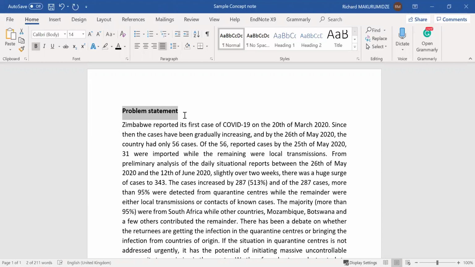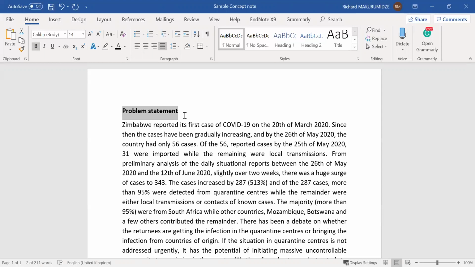So using that example, I try to create a problem statement. The aim is to carry out a research to see if these returnees are getting infected in quarantine centers. That's the problem we have. We have an increased number of cases which are happening in quarantine centers. So the research is to see what are the things in quarantine centers which might put returnees at risk of getting COVID in those centers. Then if we find those reasons, we might give recommendations to them.